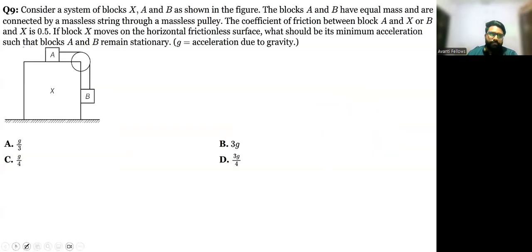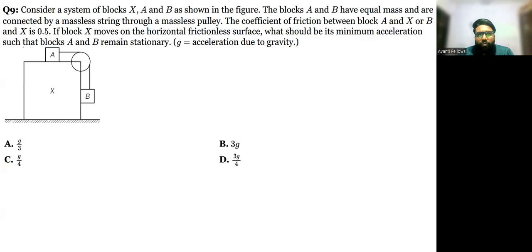Now move on to the next one. Yes, it's a very interesting question. Consider a system of blocks X, A and B as shown in the figure. The blocks A and B have equal mass and are connected by a massless string through a massless pulley. The coefficient of friction between block A and X, or B and X, is 0.5, which means between A and X and between B and X, the coefficient of friction is 0.5.